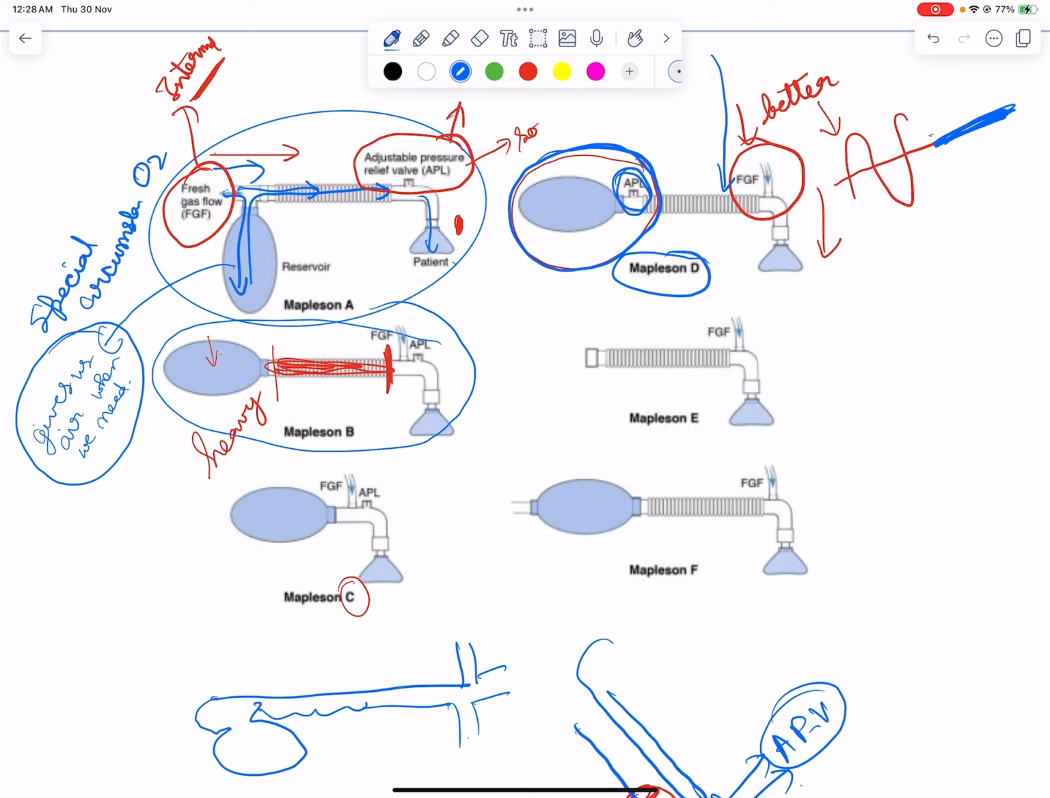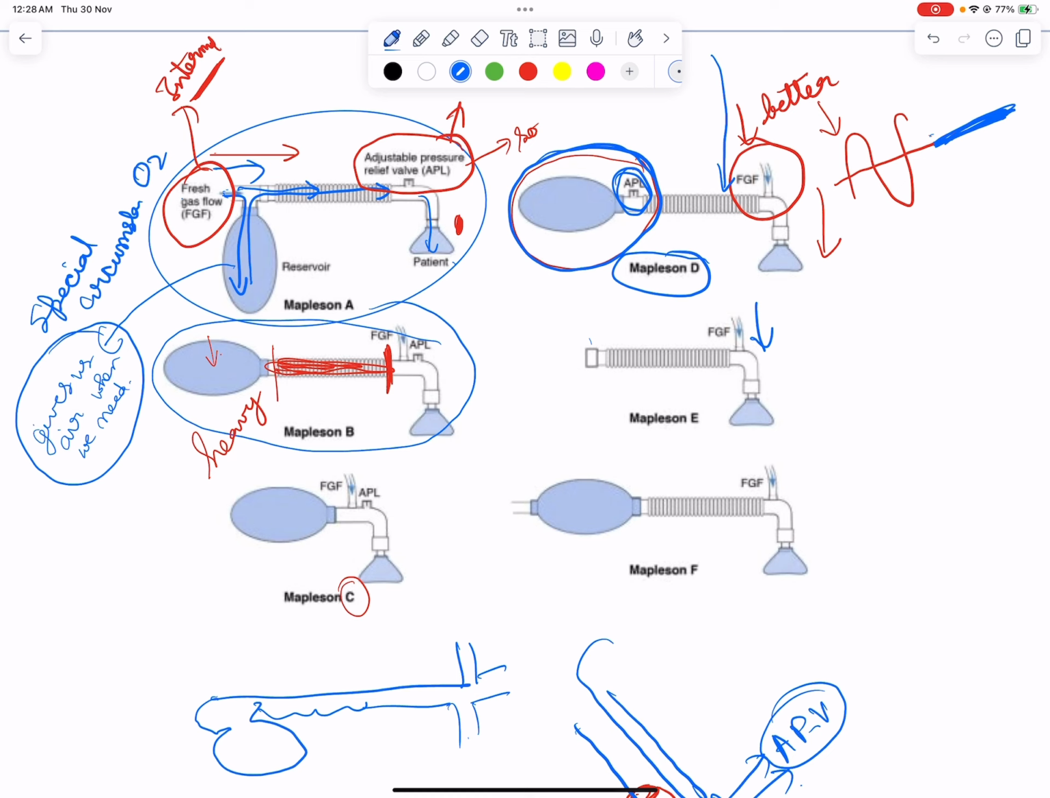Now again, what I said was that with the advancement in technology, pressure was being provided consistently and there was neither excess nor deficient air. So what they thought was, why should we have this altogether, let us remove all those things. So in Mapleson E, they removed all those things.